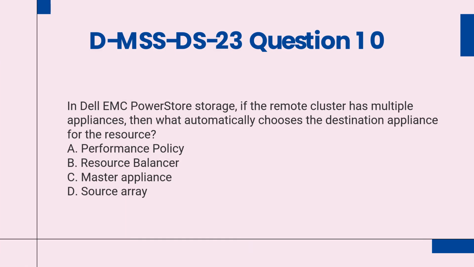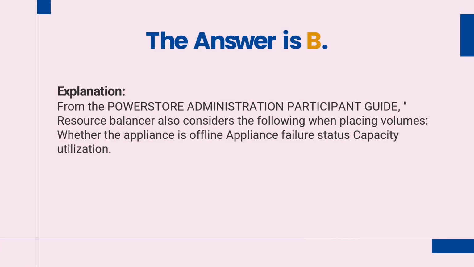In Dell EMC PowerStore storage, if the remote cluster has multiple appliances, then what automatically chooses the destination appliance for the resource? A. Performance policy. B. Resource balancer. C. Master appliance. D. Source array. The answer is B.